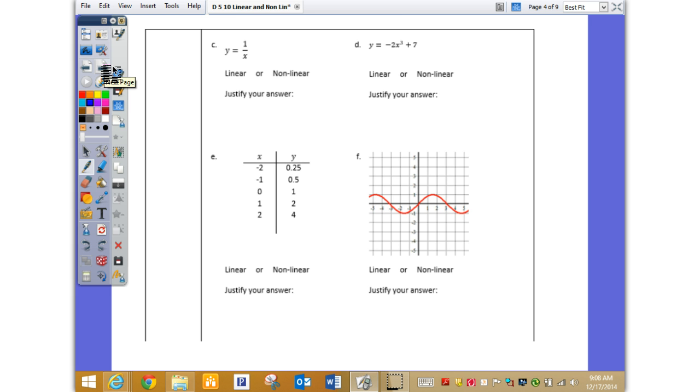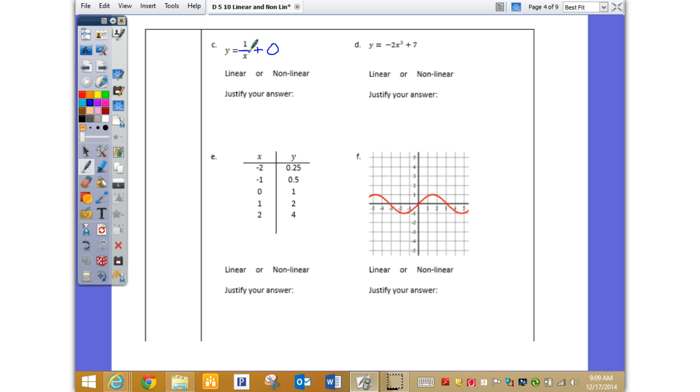Now they give us an equation. Y equals 1 over x. So that's kind of like plus 0. I put my plus 0 if it was there. What is 0? 0 is your y-intercept.